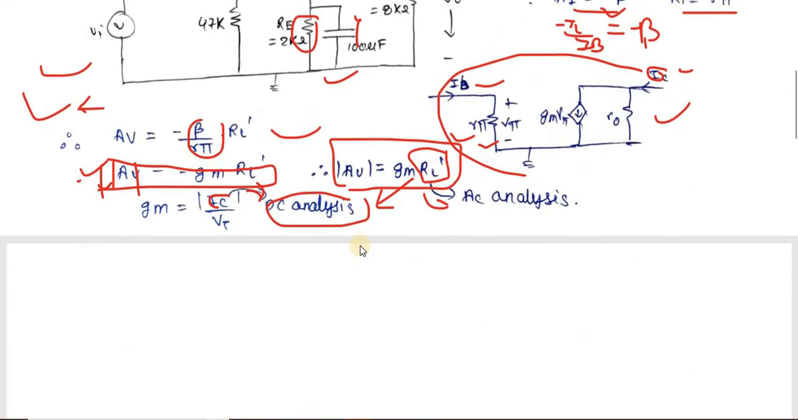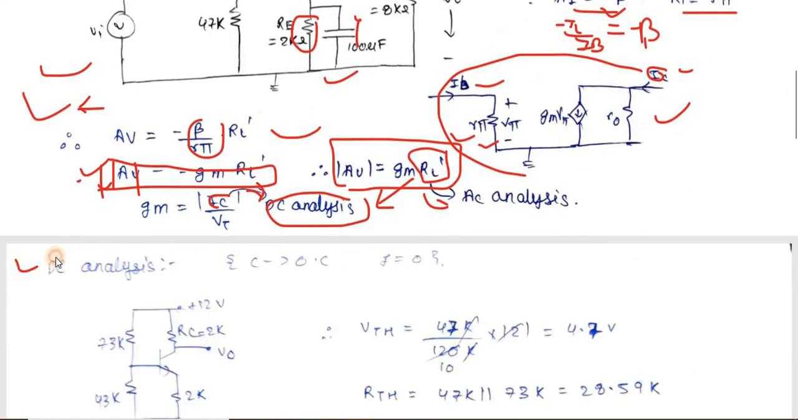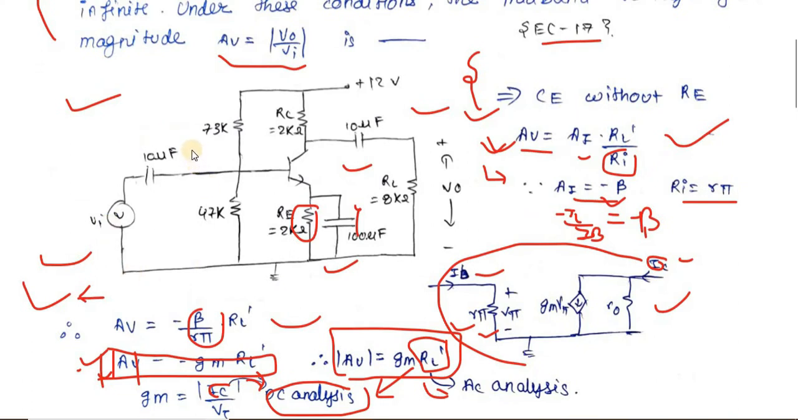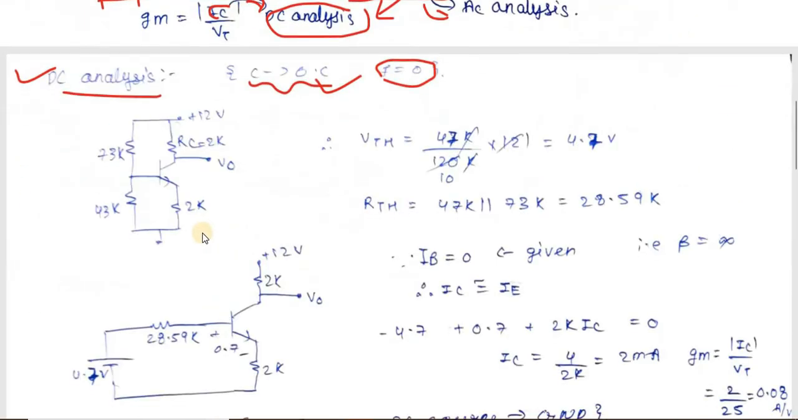Now let's move on to this sum. So very first thing is we need to do DC analysis. For DC analysis we are going to make the capacitor an open circuit, that is, for frequency equals 0 we are going to make the capacitor an open circuit. So from this circuit if you open the capacitor, this part will be eliminated, and this capacitor will be eliminated also. So you will be left with this circuit.